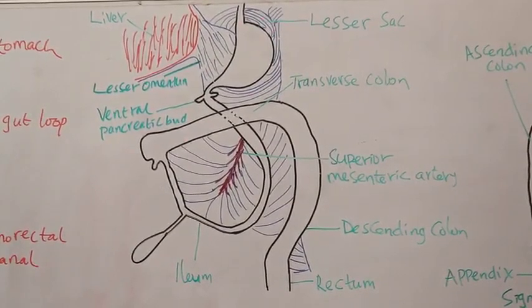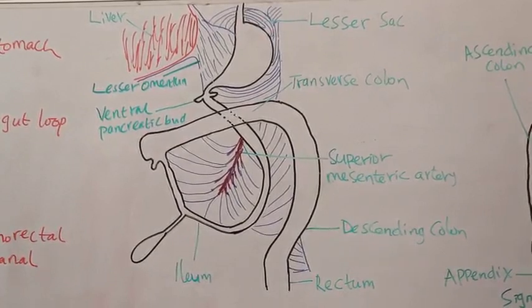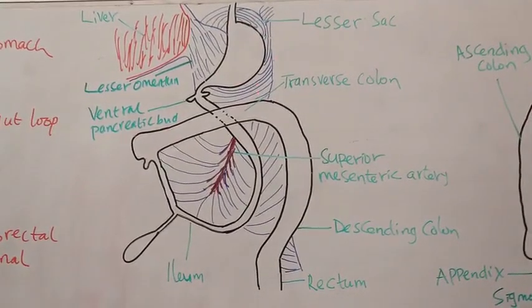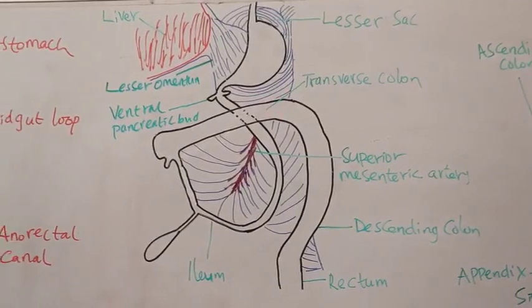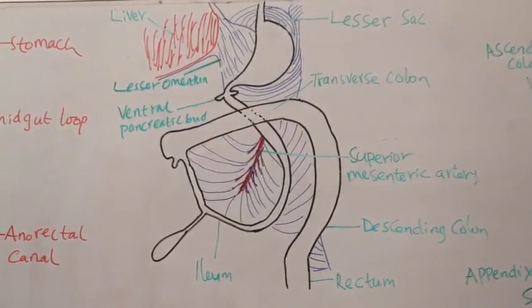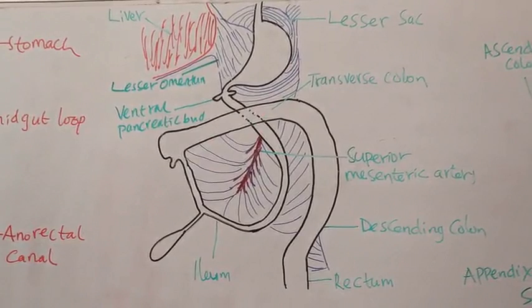To reach the lesser sac. Now, the mesentery that is drooping from the greater curvature of the stomach in front of the transverse colon, we will always refer to it as the greater omentum.